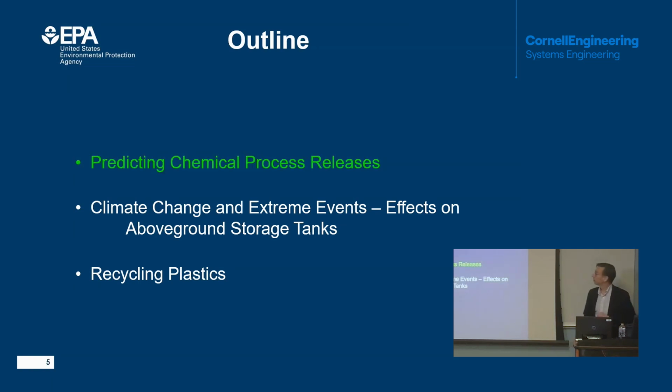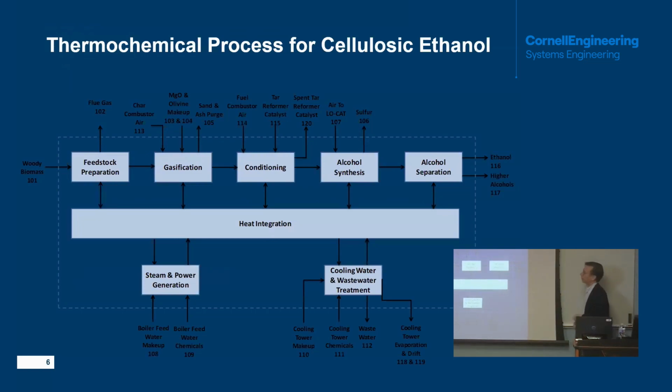So first one, predicting chemical process releases. Here is a diagram of a thermochemical process for cellulosic ethanol. And you're not supposed to be able to read this. It's just that we have a process that we have defined streams, processes within it, that we're considering all these aspects like cooling and wastewater and steam and power generation, etc., right?